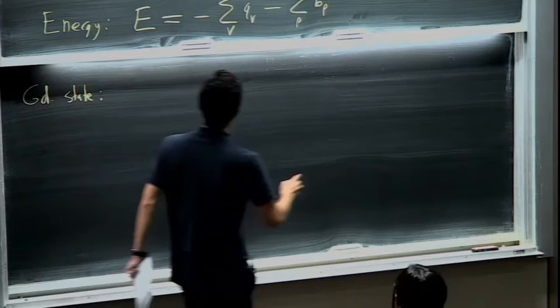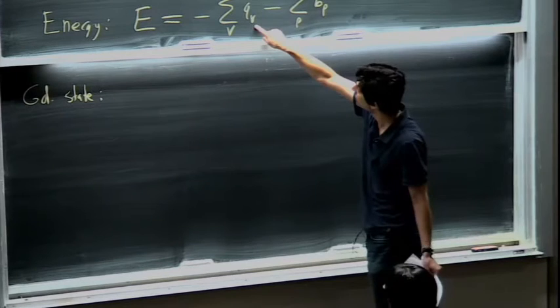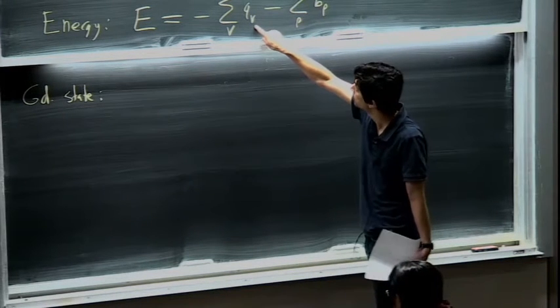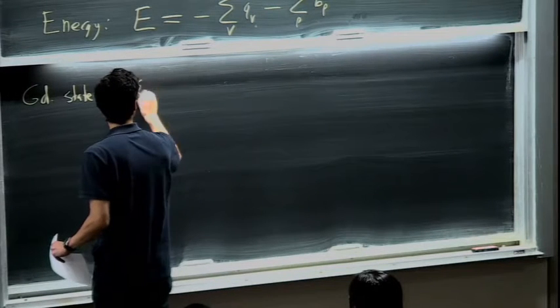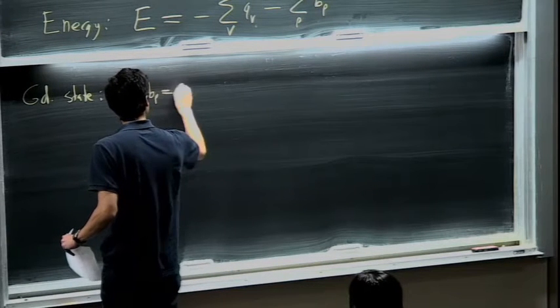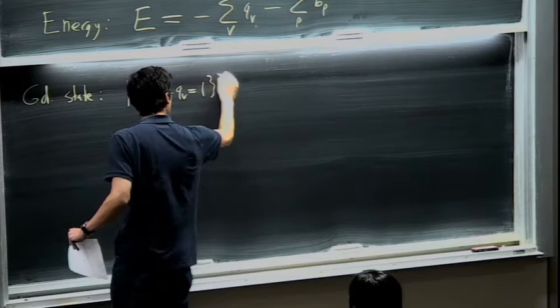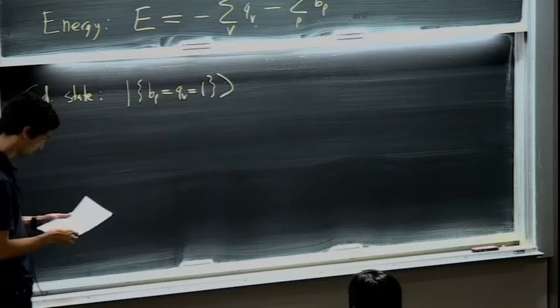The ground state, we want to minimize the energy, so we want all of these to be plus 1 rather than minus 1, because that's the lowest possible energy. So the ground state in this notation would be the state B_p equals Q_v equals 1 for all plaquettes and all vertices. Okay?